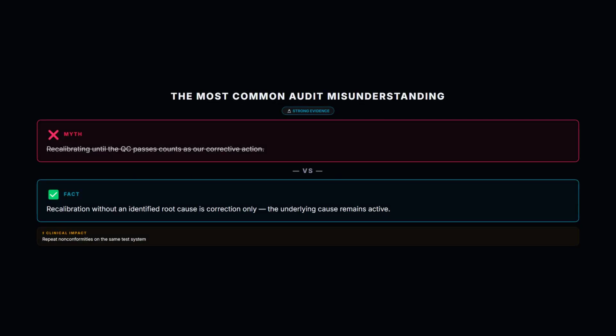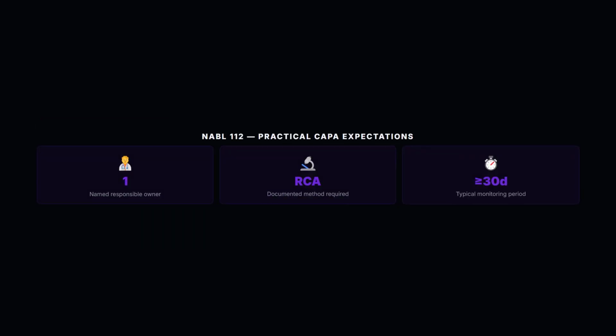This is where most labs quietly fail their own quality system. Recalibrating, rerunning, or accepting a repeat pass is not a corrective action. It's correction, and correction alone leaves the door open for the exact same nonconformity next month. NABL 112 layers practical expectations on top of ISO 15189. A defined turnaround time to open a CAPA, a named responsible owner, a documented root cause method, not just a one-line guess, and a monitoring period before you're allowed to call the record closed.